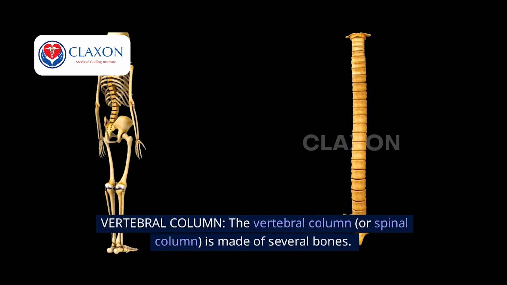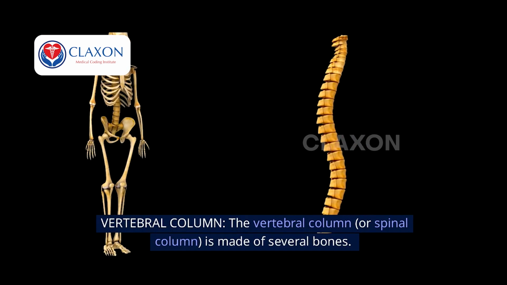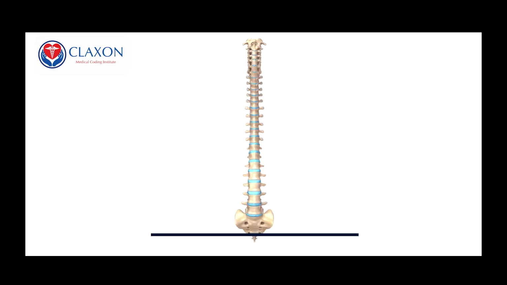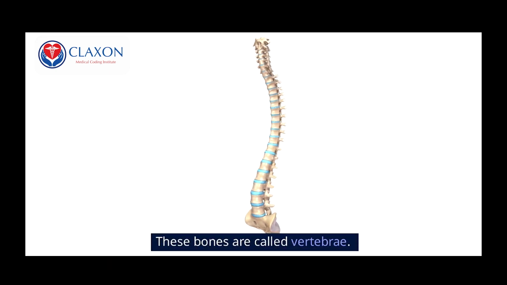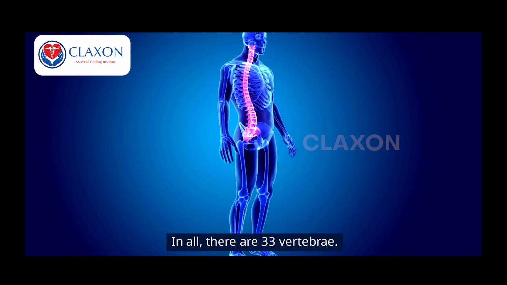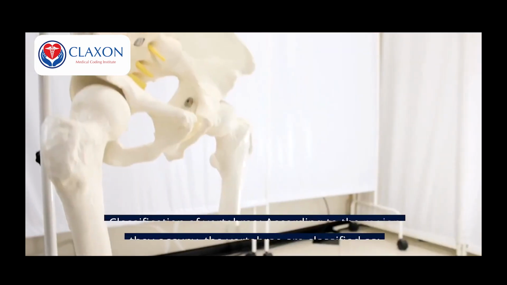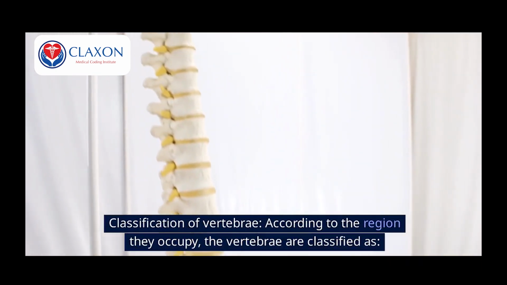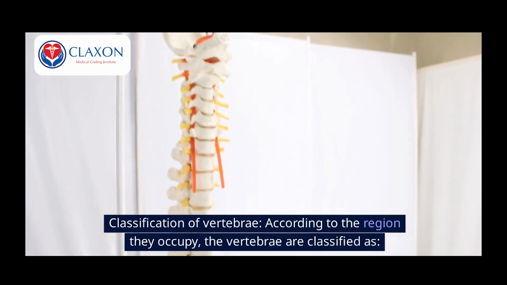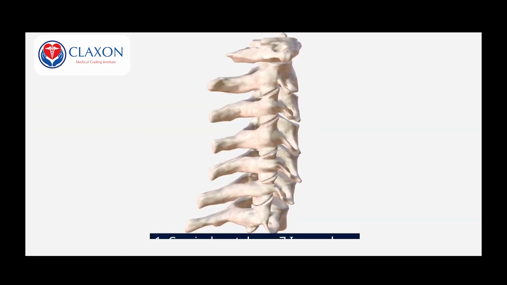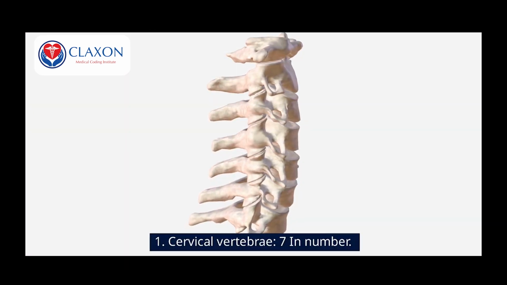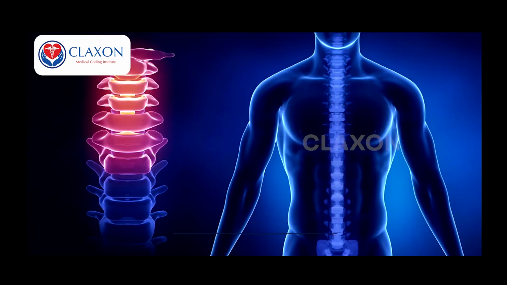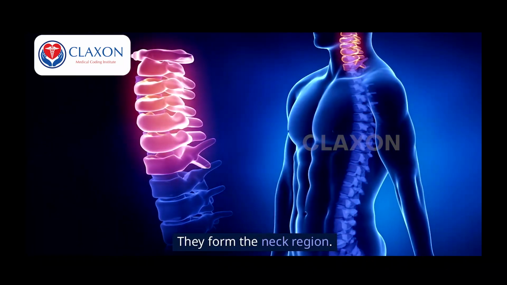Vertebral column. The vertebral column, or spinal column, is made of several bones. These bones are called vertebrae. In all, there are 33 vertebrae. Classification of vertebrae. According to the region they occupy, the vertebrae are classified as 1. Cervical vertebrae, 7 in number. They form the neck region.